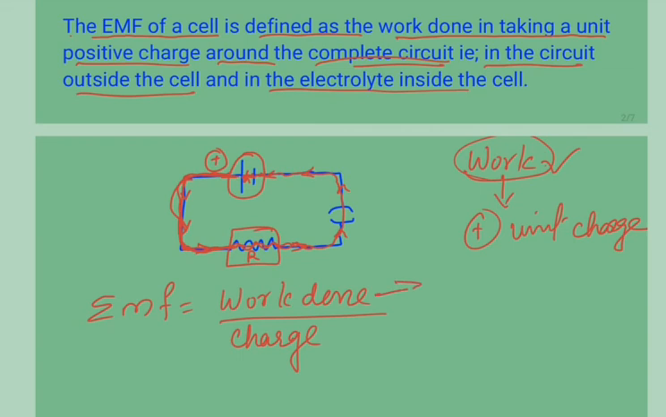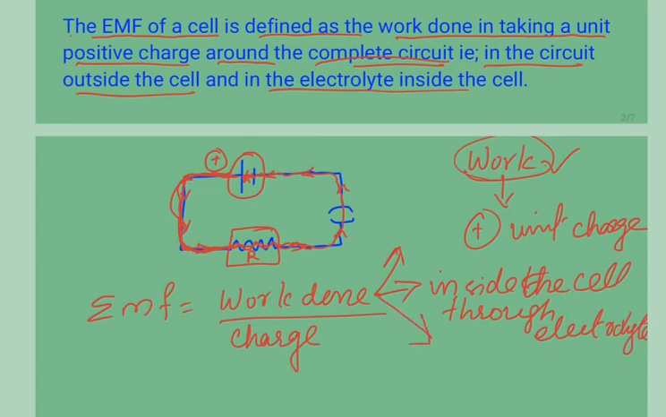Okay, and this work done is for two purposes. That is, work done to move charge inside the cell through electrolyte, so inside the cell the charge is moving through electrolyte, and outside the cell the charge is moving. Second, work is done to move the charge outside the cell, through the external circuit, or through the resistance which we have connected.